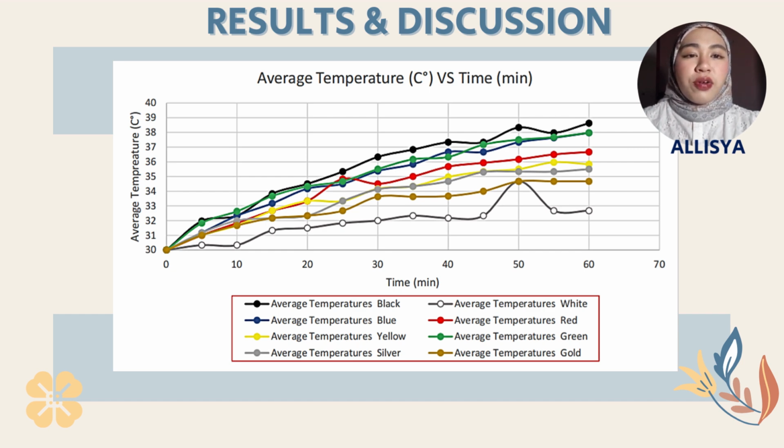Metallic colors like silver and gold remain cooler than darker colors, even though they are not white. This happens because darker colors have higher absorptivity and lower reflectivity, so they absorb more solar energy, while metallic surfaces reflect a large portion of solar radiation due to their reflective coating, which reduces the heat absorption. Overall, the graph clearly shows that surface color significantly affects heat absorption, with darker, non-reflective surfaces heating up the most.